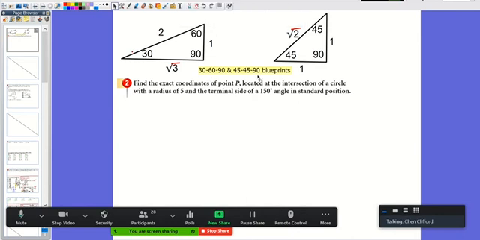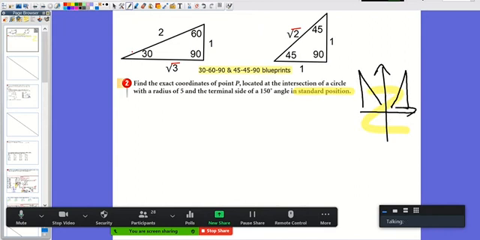So find the coordinates of P located at the intersection of a circle with a radius of 5 and the terminal side of a 150 degree angle in standard position. When you see the words standard position, all I want you to think of is the 4 generic triangles that we drew before. When you see standard position, it's going to be one of those.